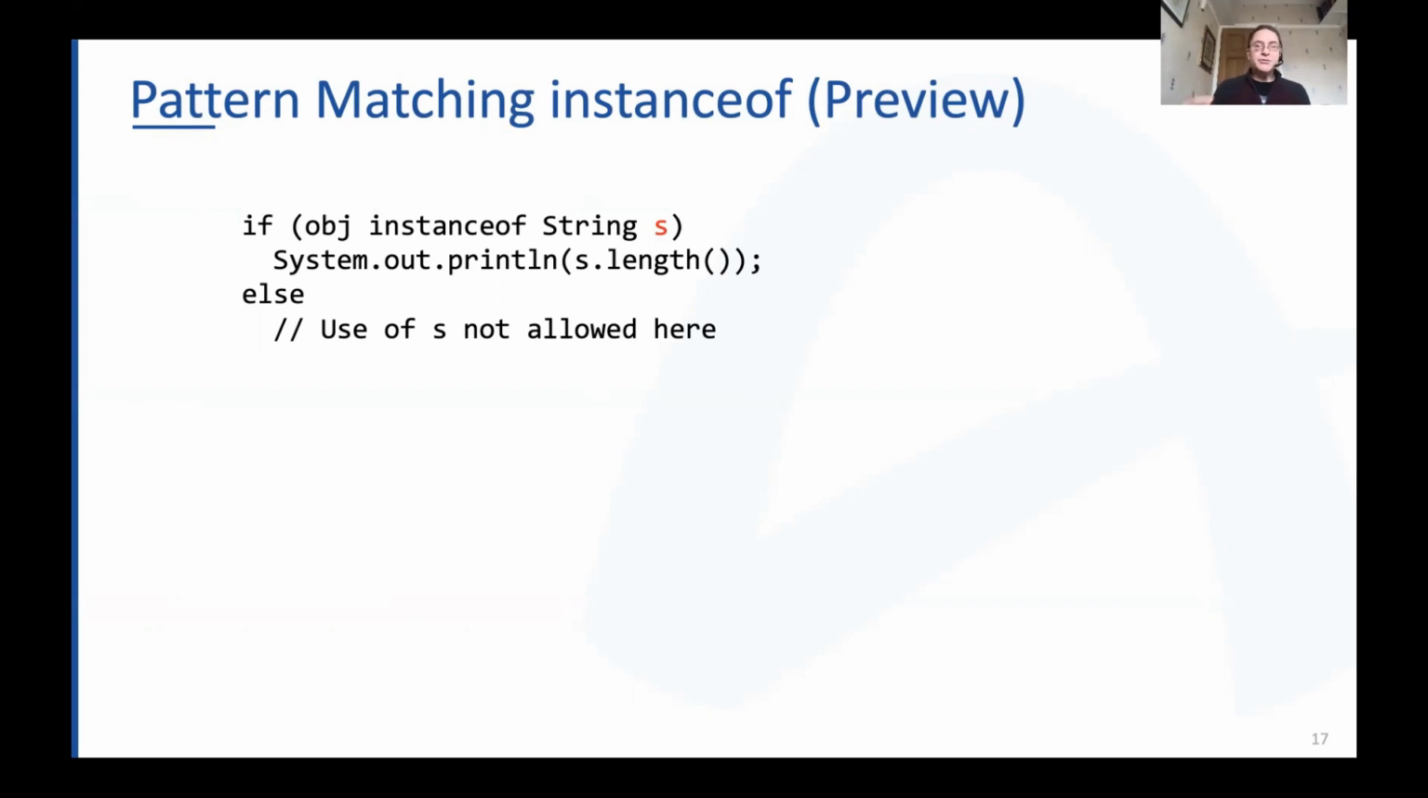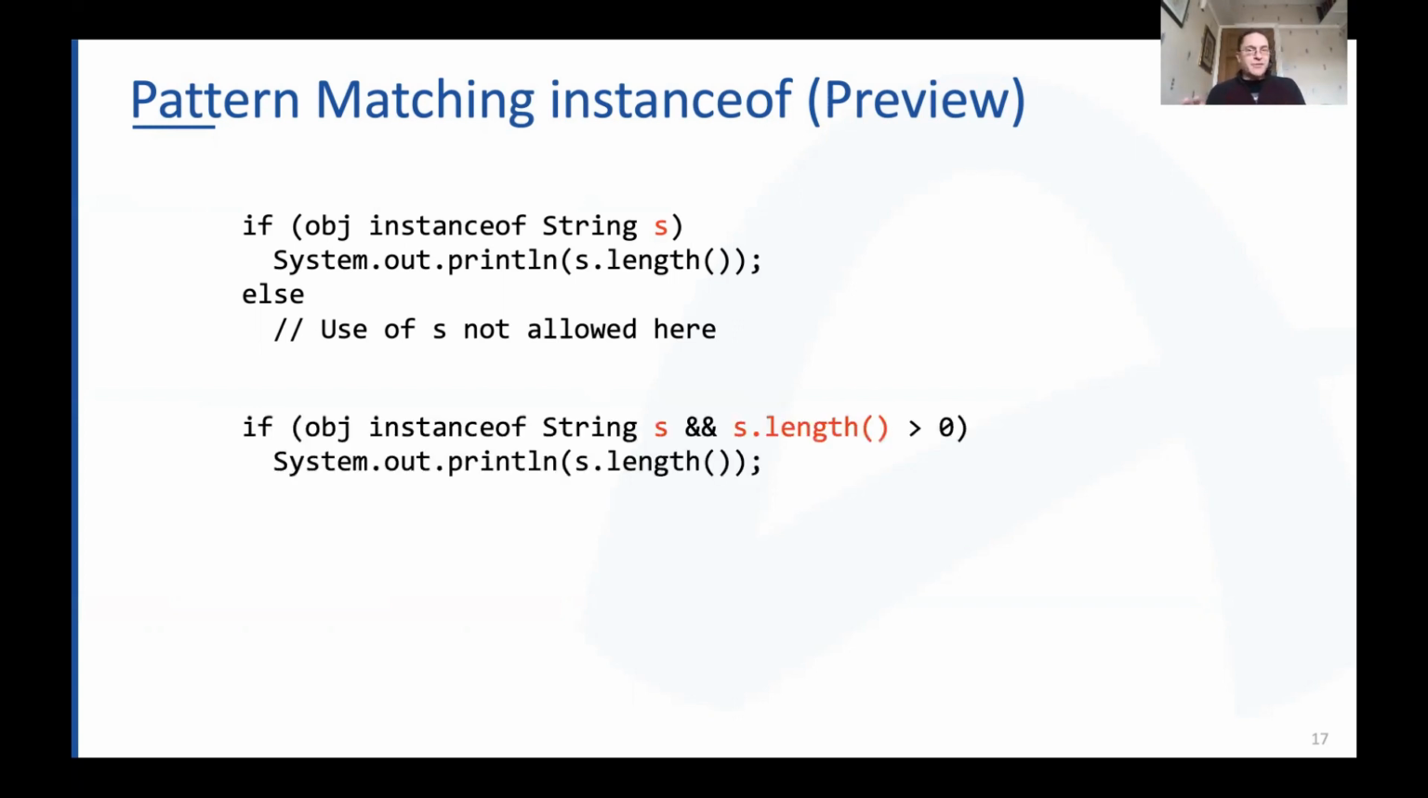However, if we tried to use s in the else branch of the if statement, because obj is not an instance of String, we won't have an assignment to s because it isn't a String. So we couldn't use s in that situation. The compiler would reject it as an error.